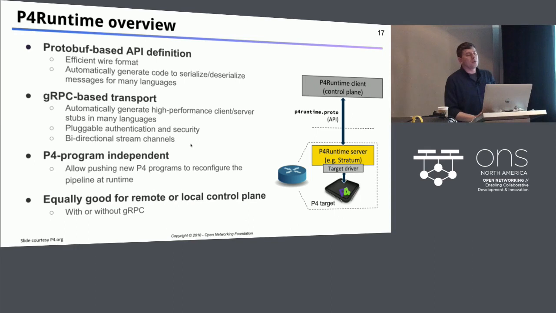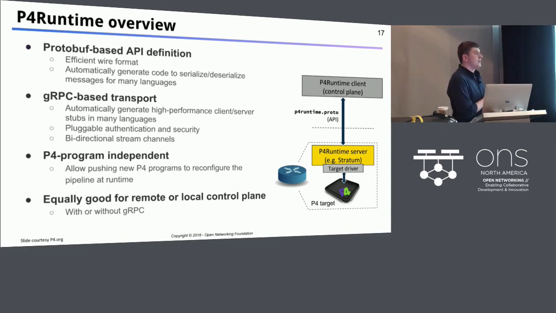To give you a brief overview of P4Runtime, it's an API that is based on protobuf, meaning that it provides a very efficient wire format and allows you to automatically generate code to serialize and deserialize messages for many different languages. It uses gRPC as a transport, meaning that we can automatically generate high-performance client-server stubs in many languages. And we get a lot of things for free. For example, the API, differently from OpenFlow, doesn't specify a security mechanism, because by using gRPC, we get pluggable authentication and security features for free.